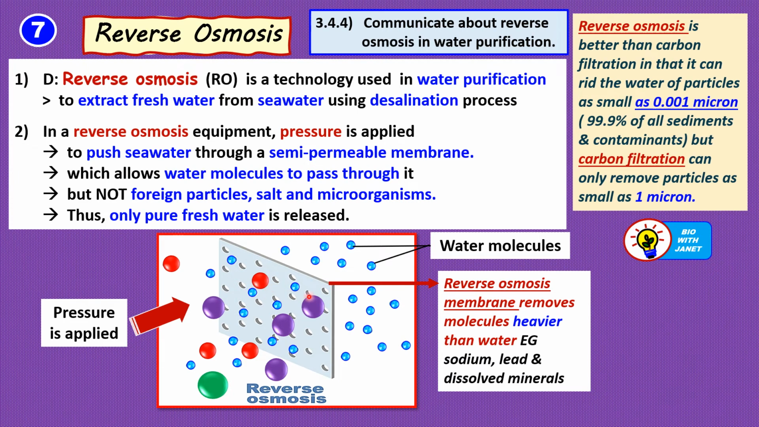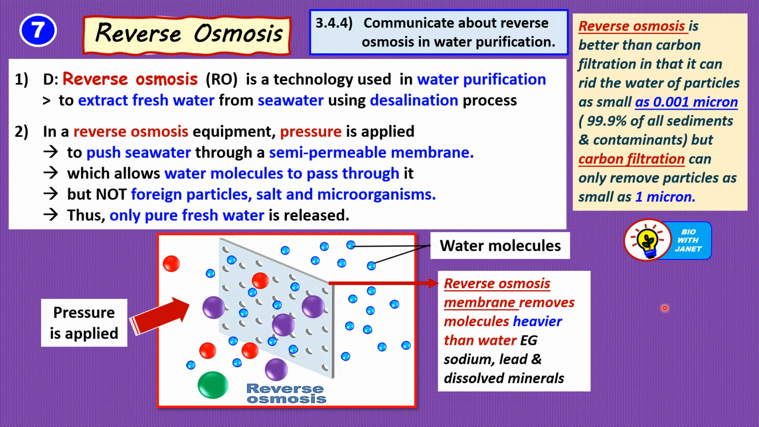These are all the pores, right? And it removes molecules heavier than water, such as sodium ions, lead, and dissolved minerals. It removes all this by filtering them, making sure that they don't pass through the membrane, so that only the water molecules will pass through, and in that way we get fresh water on this side. Seawater is on one side and the fresh water produced is on the other side of the membrane.